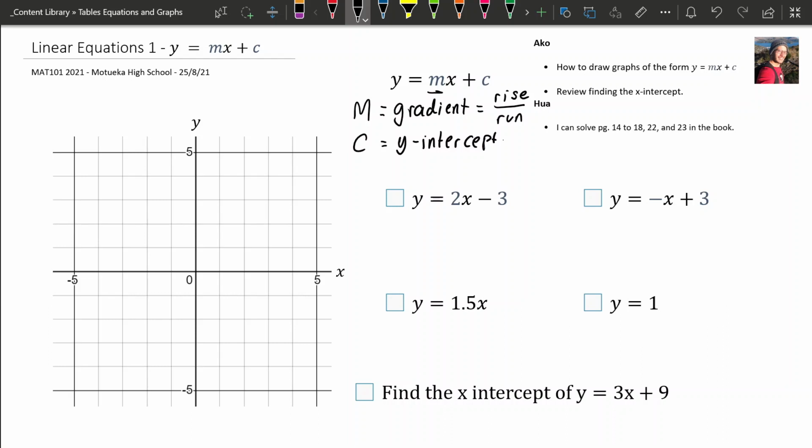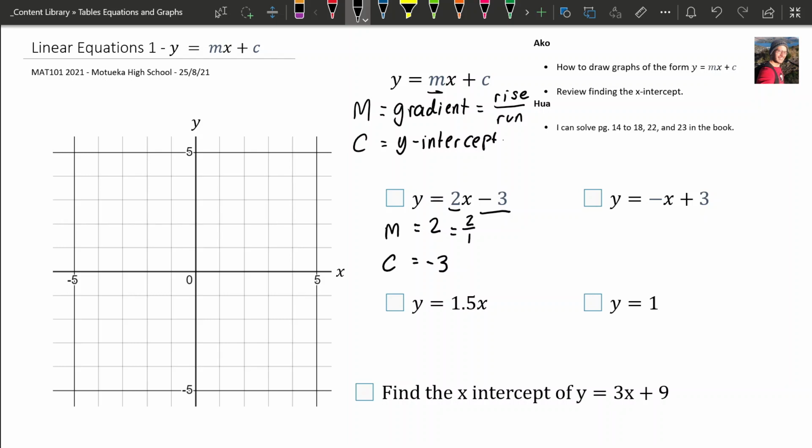So knowing that, let's solve this first question. We're first going to find our m and our c. Okay, our m is 2 here. And our c is 3. No, it's minus 3. So our m is 2, and as a fraction, it'll be more useful. As a fraction, 2 is the same as 2 ones, or 2 over 1.